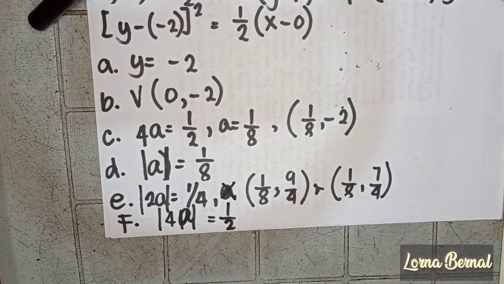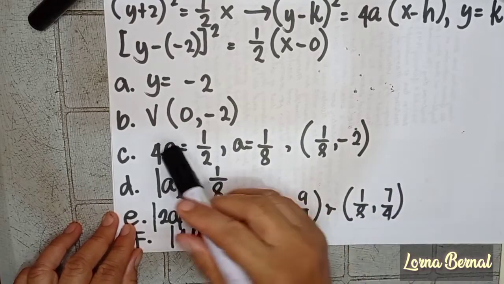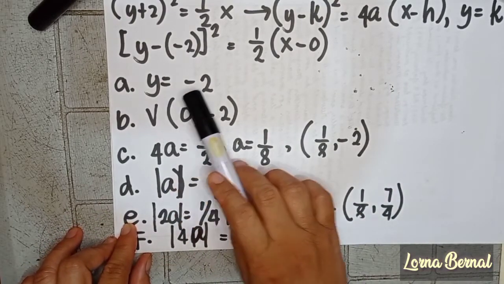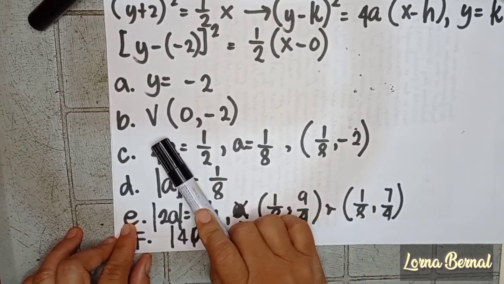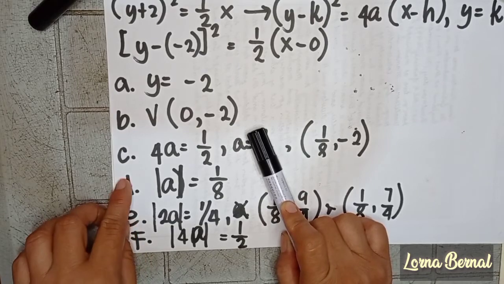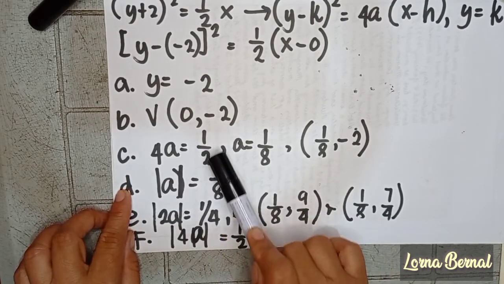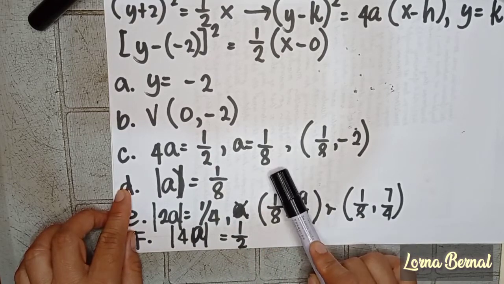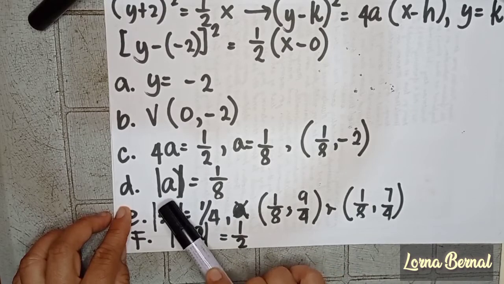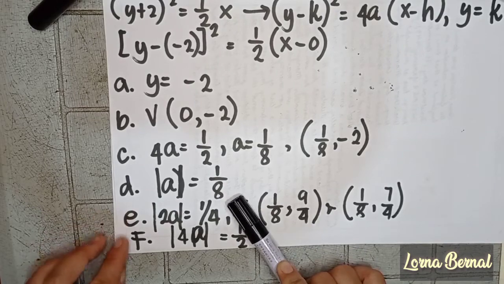Okay, so I'll repeat. The principal axis is y is equal to negative 2. The vertex is (0, negative 2). Then, the focus, so we have 4a equals 1/2. So, a now would be 1/8. We have there the coordinates. Then, the directrix, we have absolute value of a. So, the absolute value of 1/8 is 1/8.